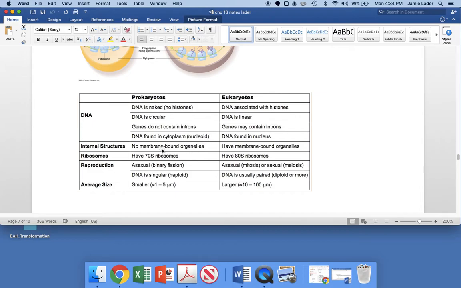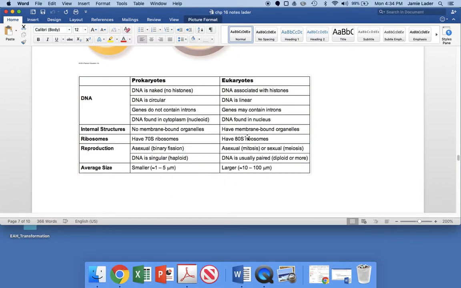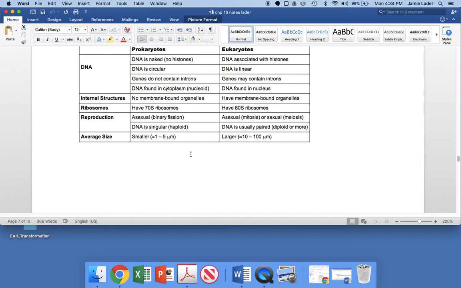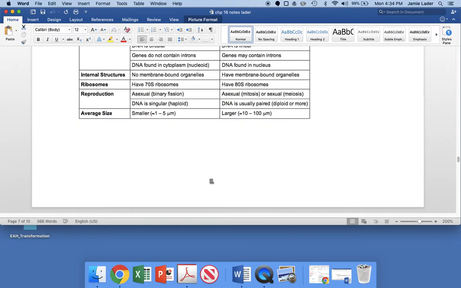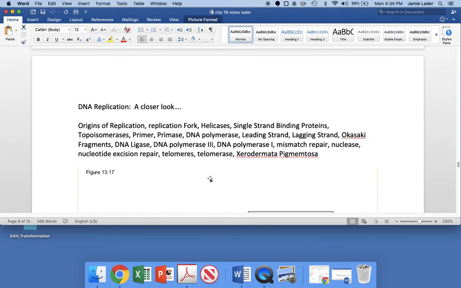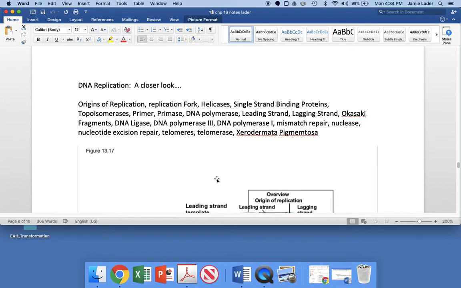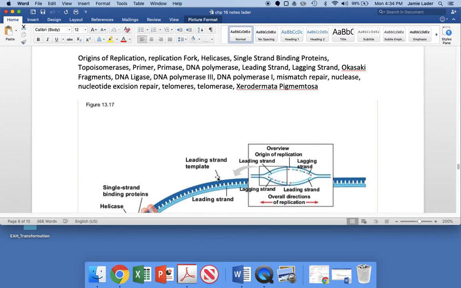Internal structures, of course, prokaryotes don't have organelles. Ribosomes, we both have ribosomes. They're just going to be structurally a little different from each other. Reproduction, of course, can be asexual or sexual. And then average size, of course, prokaryotic DNA is smaller, whereas eukaryotic DNA is larger. We have more genes. All right, so DNA replication, this is really what we need to look at. So how it happens.